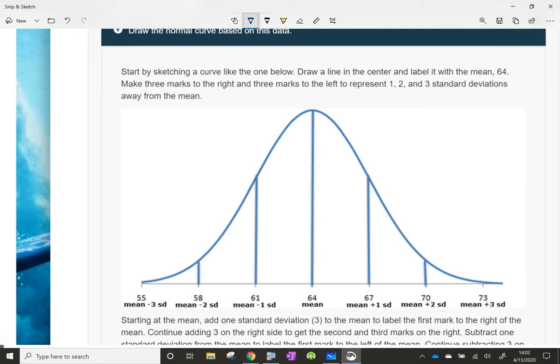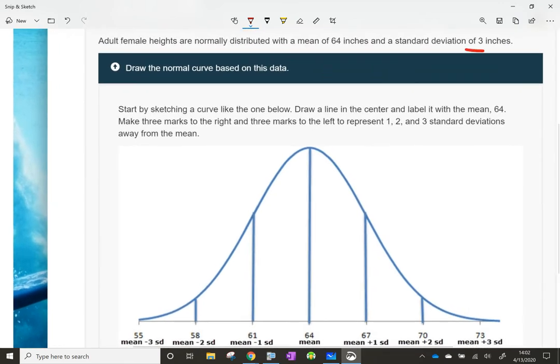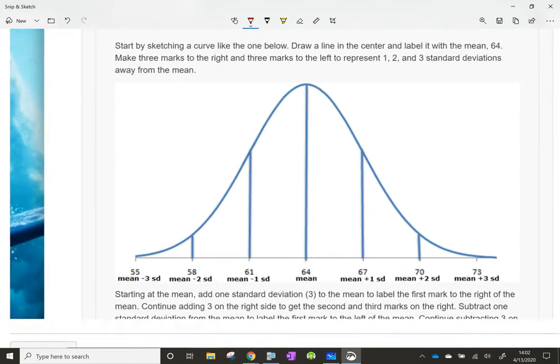Now, since the standard deviation, where was it? Standard deviation was 3 inches. That means one standard deviation to the left will be 3 inches less than the mean. So that's why it's 61, because that's going to be 3 inches away from the mean. One standard deviation to the right would be 3 inches away from 64 to the right, so 67 inches, right?